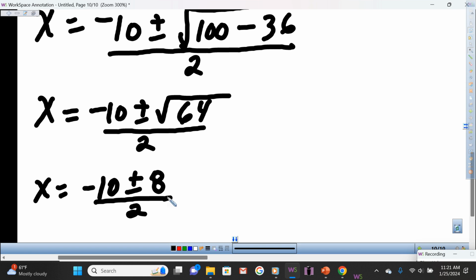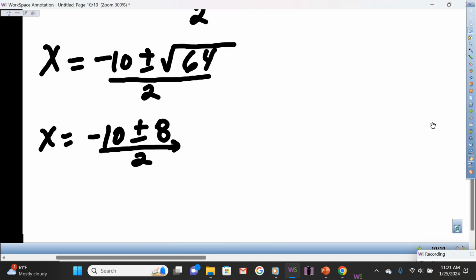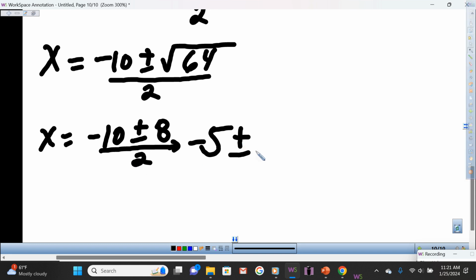Now, check this out. At this point, I can write 2 equations, or I can simplify if I can. Let's see. Look up. What is negative 10 divided by 2? Negative 5, right? All right, so let me write that. Negative 10 divided by 2 is negative 5. And what is plus minus 8 divided by 2? Plus minus what? 4. This is the answer.